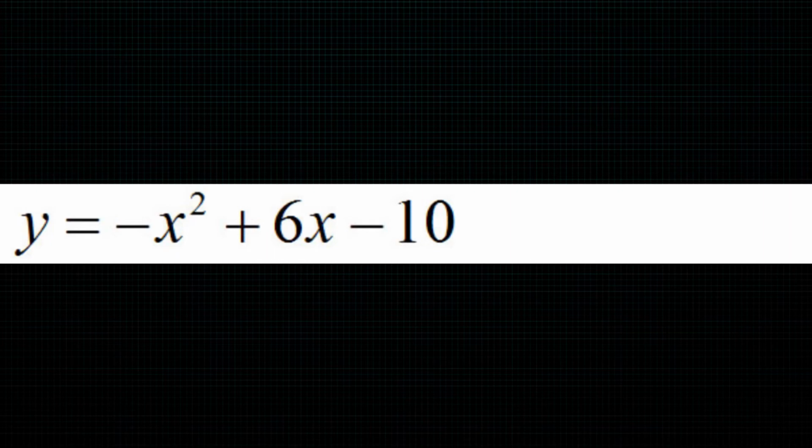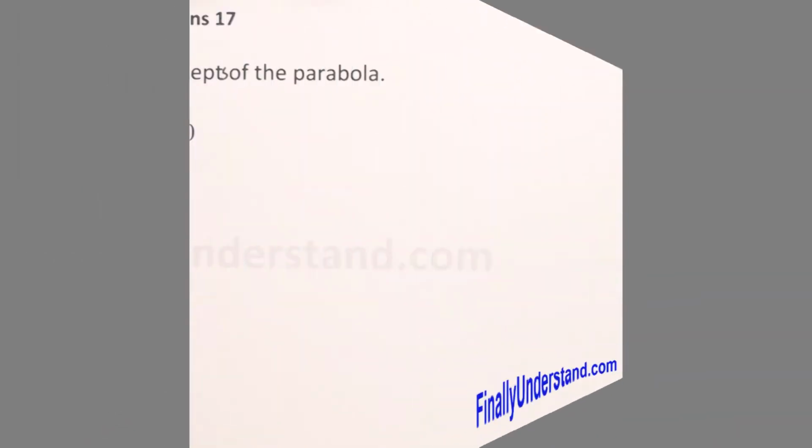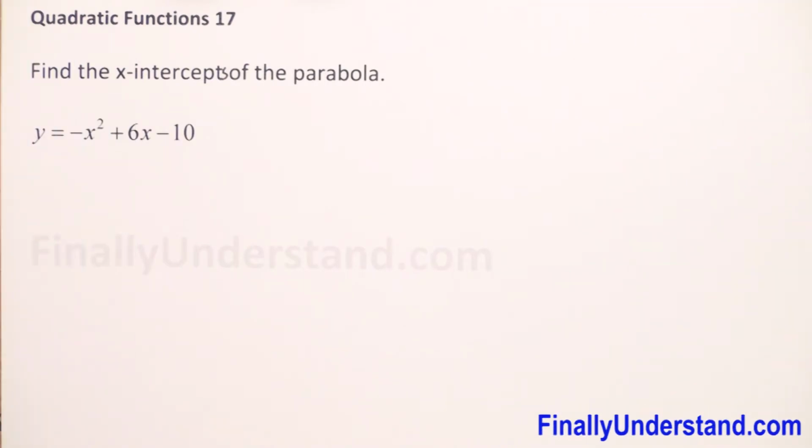We have to find the x-intercepts of the parabola. First, what is the x-intercept of a parabola? A point at which a graph crosses the x-axis is called the x-intercept of the parabola. And the x-intercepts of a graph of an equation can be found by setting y equals 0.